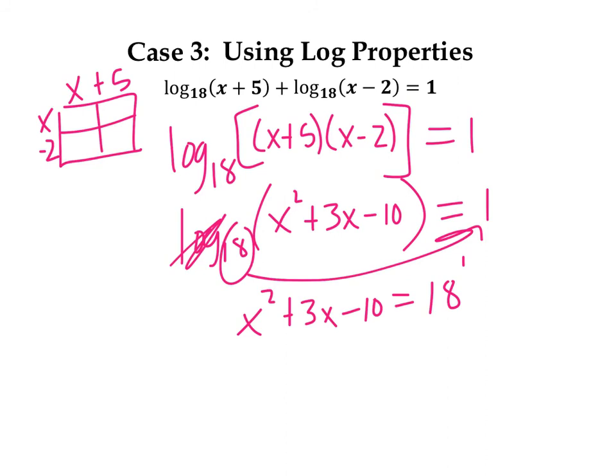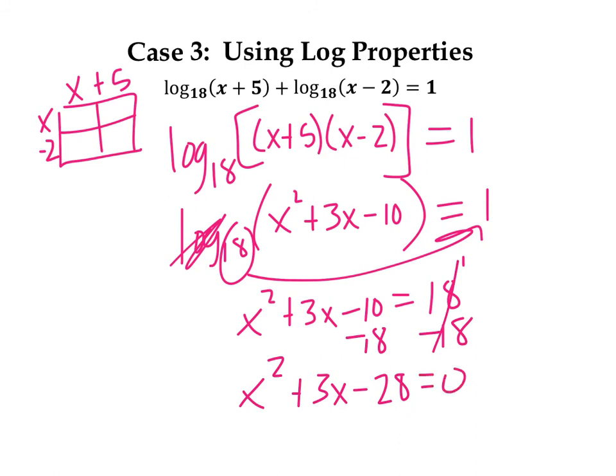Notice how here we have a quadratic. So to solve for x, we're going to have to factor. We're going to want to do our 3 columns, and we want to be able to find our 2 solutions for x. So here I'm going to move everything to the left so that I can have my 3 columns. This has to equal 0 for the 3 columns to work. So I'm going to subtract 18 on both sides. We have x squared plus 3x minus 28 equals 0.